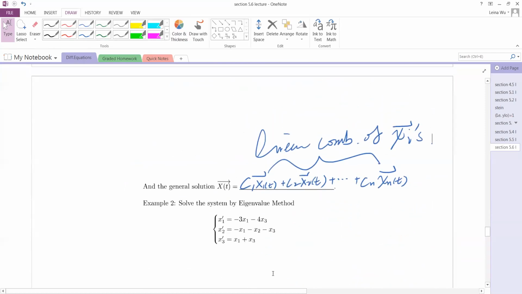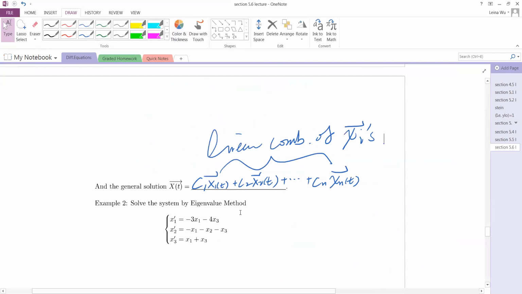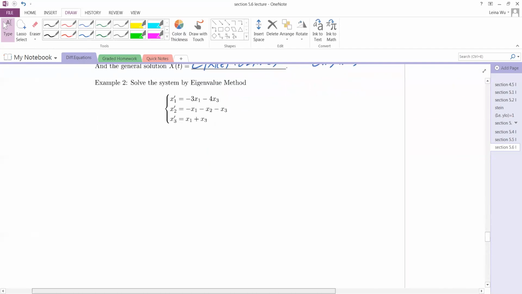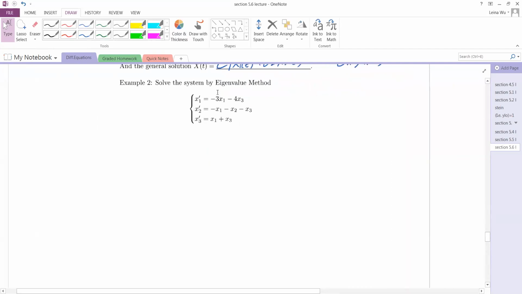All right, so our only task today will be using example 2 to demonstrate this algorithm that we have developed and generalized. You should have 2 pages, right? I hope that's enough space for us. So solve the system by the eigenvalue method. This is x1 prime equals negative 3 x1, and so on. Let's first write down our matrix A and your unknown vector x.